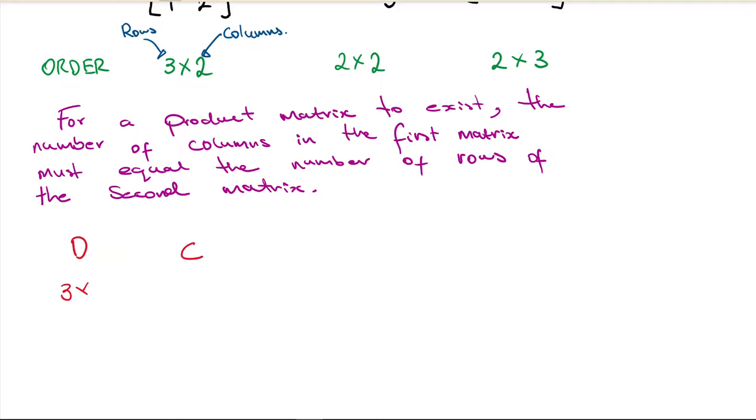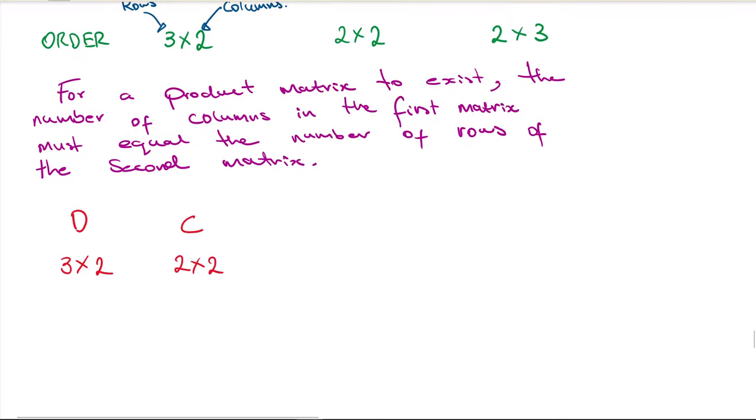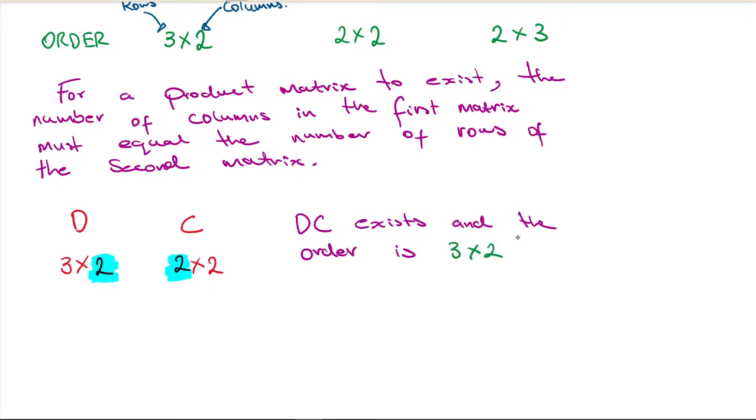D has the order 3 by 2 and C has the order 2 by 2. Yep. And so the columns from the first matrix is the same as the number of rows in the second matrix, and so this matrix exists. So DC exists, and the order, let's say the order is 3 by 2.